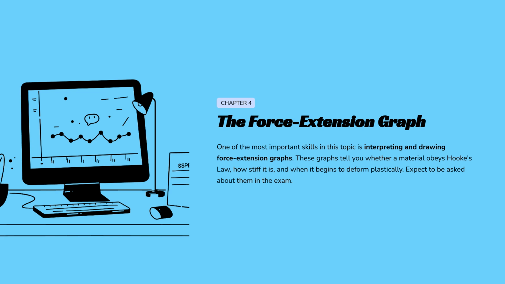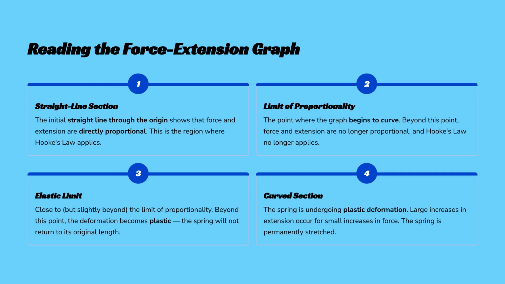Chapter 4 covers the force extension graph. Understanding these graphs is critical for interpreting material behavior, stiffness, and identifying when a material moves from elastic to plastic deformation. These graphs show 4 key features: the initial straight line proportional region, the limit of proportionality, the elastic limit where permanent change begins, and the final curve section indicating plastic deformation.